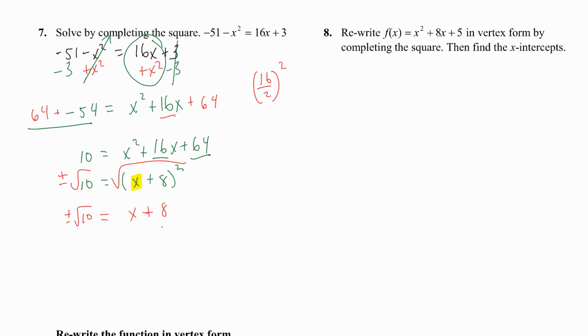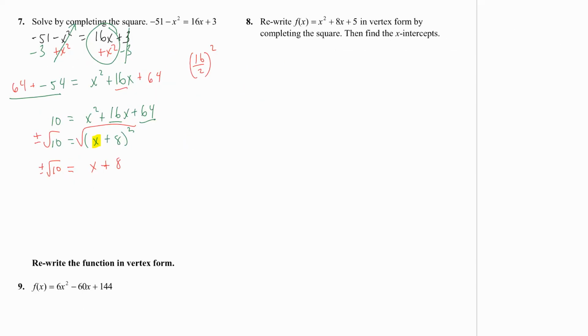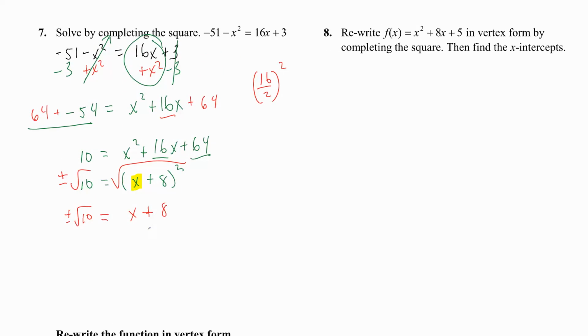So again, to get x by itself, we're going to subtract 8 from both sides. And that's 0. So now we have x all by itself. So x is negative 8 plus or minus. We can't combine those, so we'll just leave them separate. Plus or minus the square root of 10. So that's the exact answer right there. If you're asked to find the exact answer, you could write it that way.